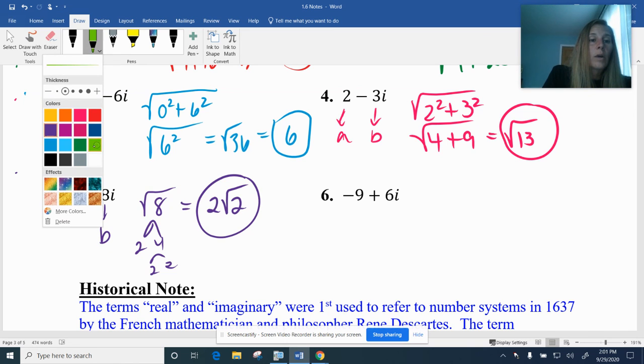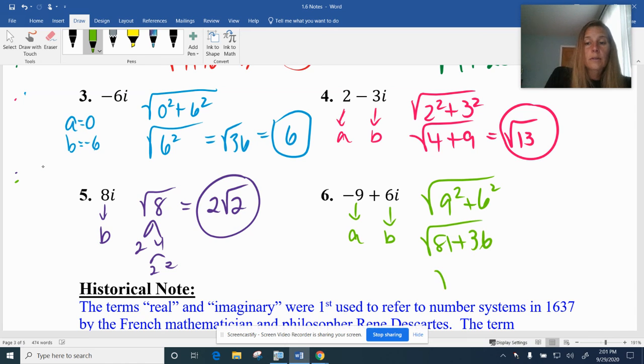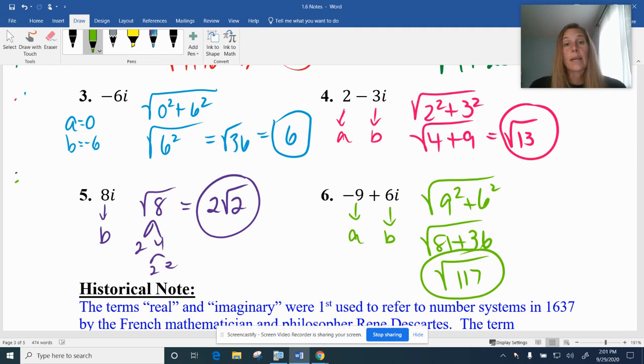All right, and we got one more here. So this is our A and this is our B. So 9 squared plus 6 squared, 81 plus 36. So that's like 117, I believe. And again, that's a prime. It does not break down or simplify, so that's as far as you can go.